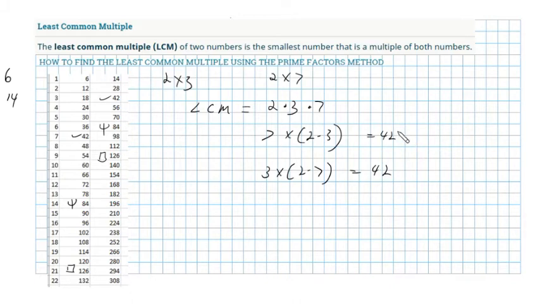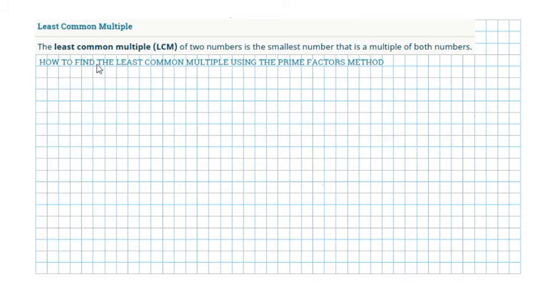Let's do another example. Let's find the LCM of 12 and 18. So 12 can be written as 2 squared times 3. That's the prime factorization. And 18 can be written as 2 times 3 squared. All right. So now the LCM has to be a number that is divisible by both of these. So it has to be divisible by 12, let's say, right?